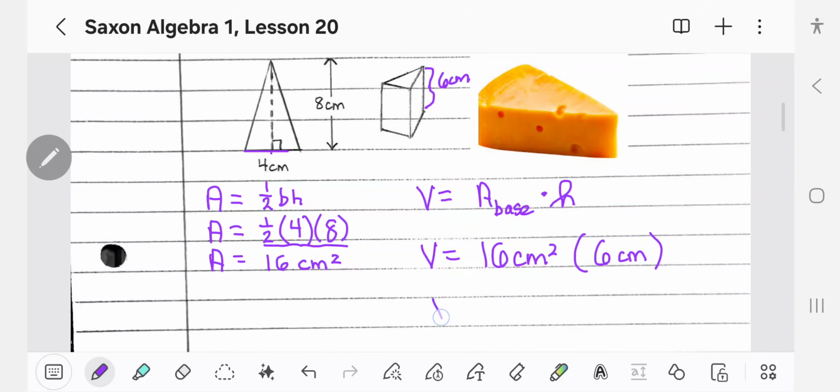And then we can multiply that out. I know that my unit is going to be cubic centimeters, which is good because I'm doing volume and I want to know how many cubes are going to fit in there. And then I multiply 16 times 6 and I get 96. So the answer is 96 cubic centimeters.